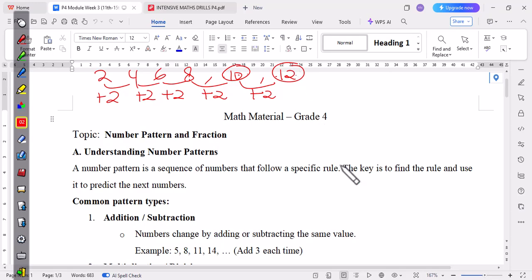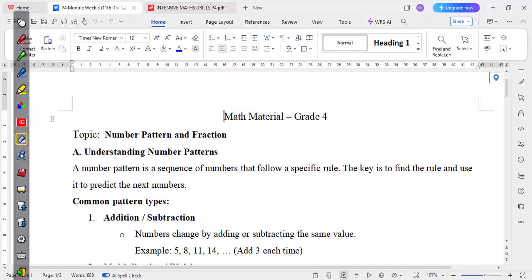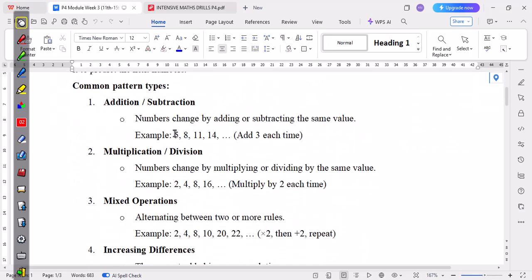So here we have common pattern types. The first pattern is about addition or subtraction. So here every number changes by adding or subtracting the same value. For example, it subtracts by 3 or by 4.